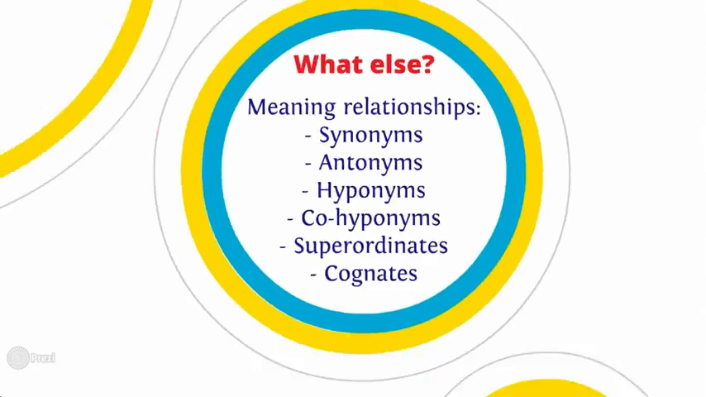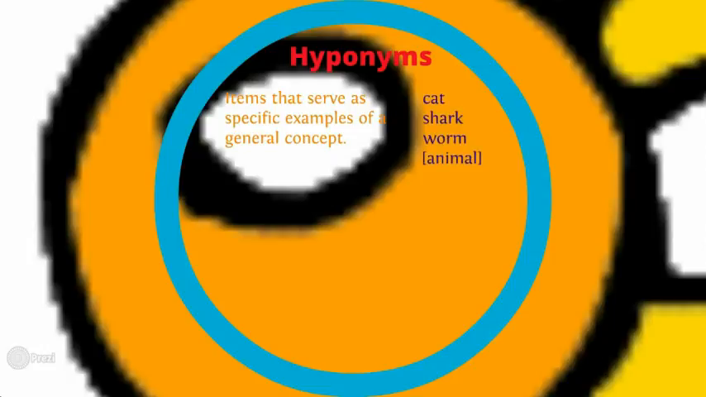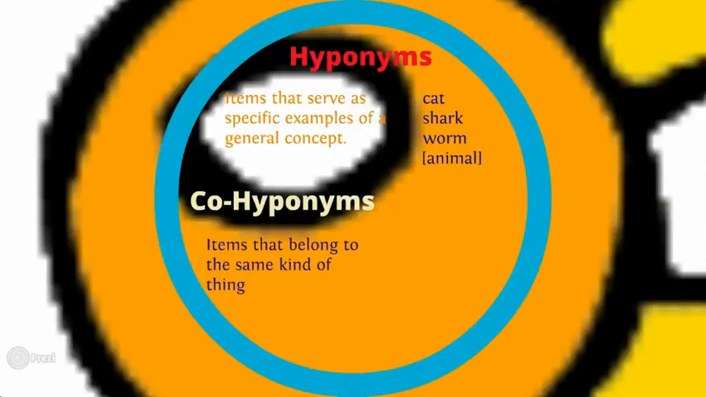Okay, now let's review some of these words. Okay, what are hyponyms? Hyponyms are items that serve as specific examples of a general concept. For example, the words cat, shark, and worm, all of them belong to animals. What are cohyponyms? Cohyponyms are items that belong to the same kind of thing. So if you say red, blue, and green, what do they have in common? Well, they are colors. What about if you say cat, lion, or tiger? Well, now we're talking about felines.